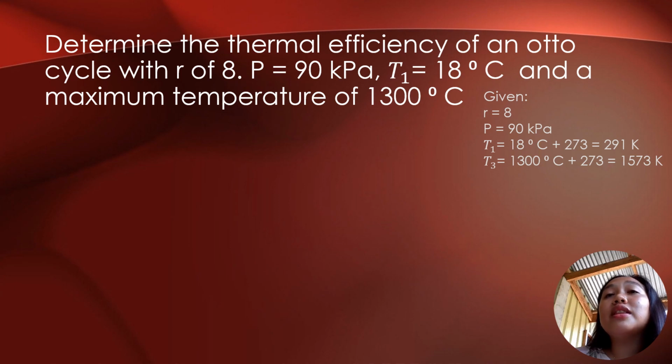So we need to convert degrees Celsius to Kelvin. We need to add 273, so we have 291 Kelvin. The same way for our temperature 3, we have 1300 degrees Celsius plus 273, which is equal to 1573 Kelvin.